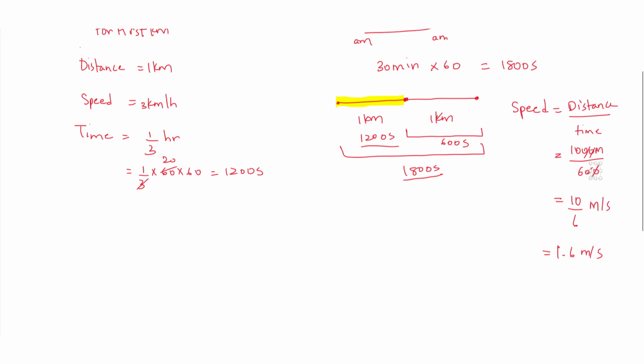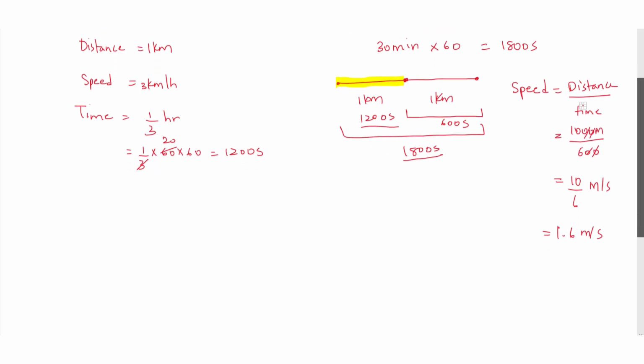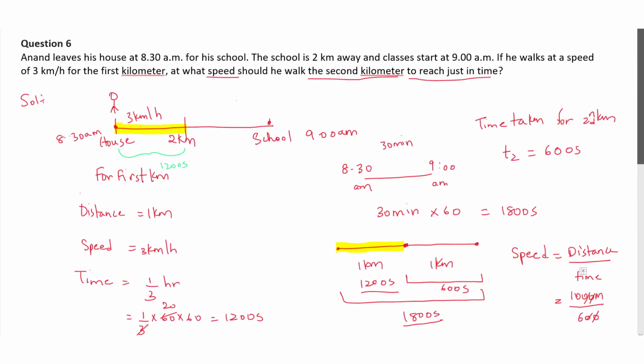Okay, let's see what exactly we have done in this question. They have told us that Anand was leaving his house at 8:30 a.m. for his school. So now I understood this has to be Anand who is going from his house to school. They have said that it is 2 kilometers away, and the classes will be starting at 9 a.m., whereas he started at 8:30 a.m. The total time he has to go to school is 30 minutes.